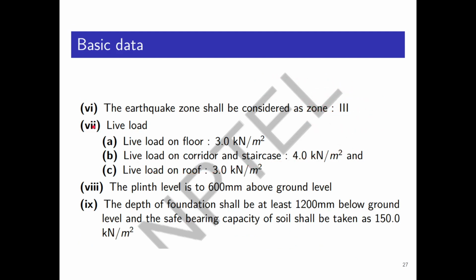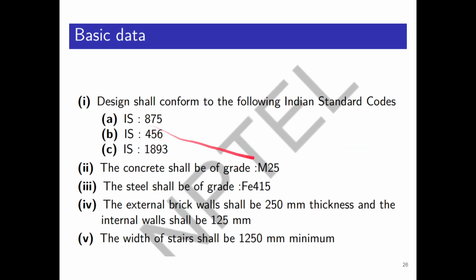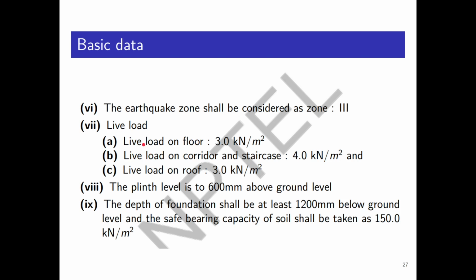And from the IS 875, let us assume that the live load acting on the floor is 3 kilonewton per meter square. Live load acting on corridor and staircases will be 4 kilonewton per meter square, because more people will be moving. And live load on roof is 3. So actually this is not correct. In roof it should always be less, because there will be no one. But for uniformity, for easy understanding, they have assumed both as 3.